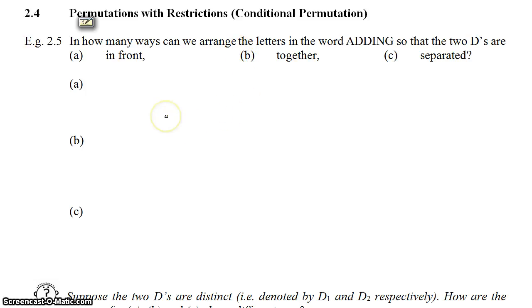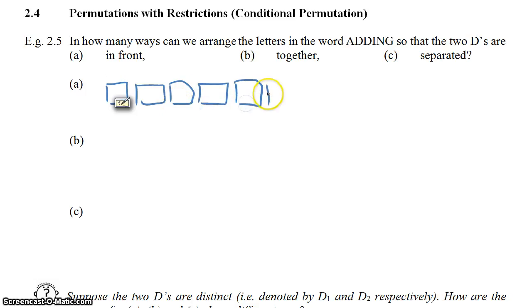Well, we imagine we've got, it's our 5-letter word. No, it isn't. It's a 6-letter word, sorry. 1, 2, 3, 4, 5, 6. And we put the two D's in front first. So D, D, right? Then how many ways have I got of arranging the remaining letters?